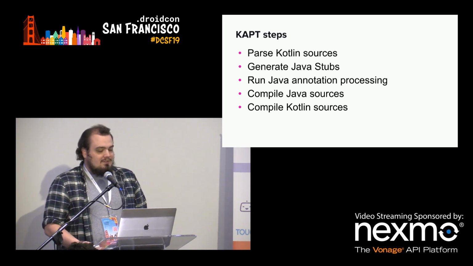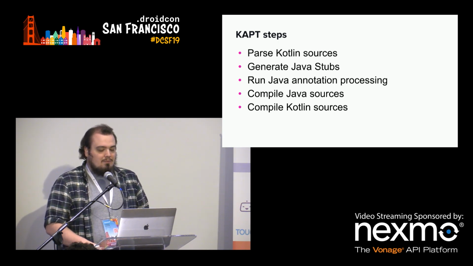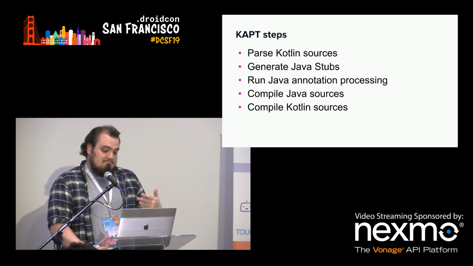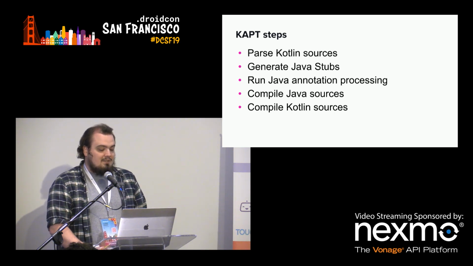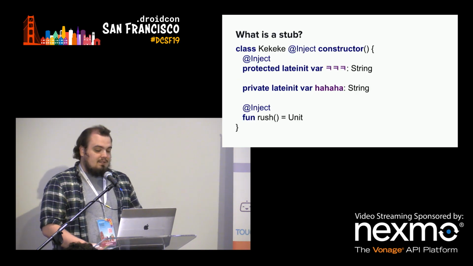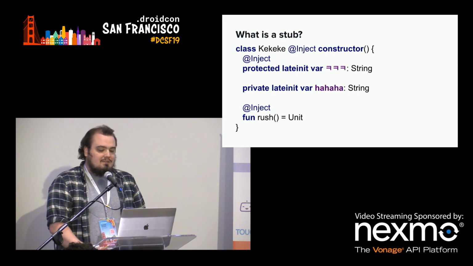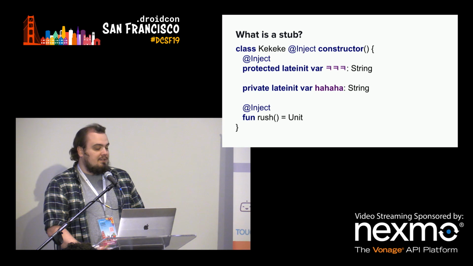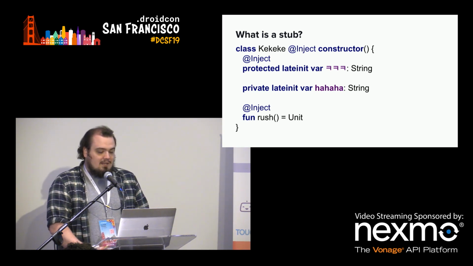This has its own reasons. For example, it allows Kotlin to see generated code at the moment of compilation. So let's look at the stub generation process. What is a stub? Look at this Kotlin class. It has annotated constructor, function, and field. Also notice the non-annotated private field.